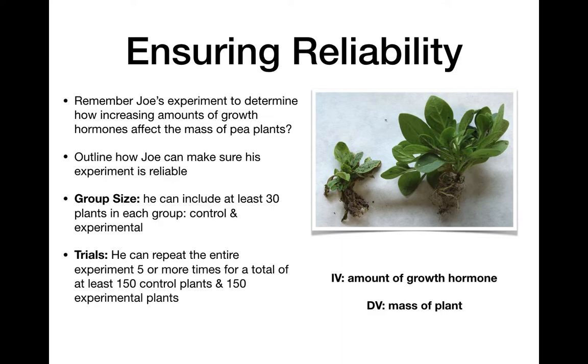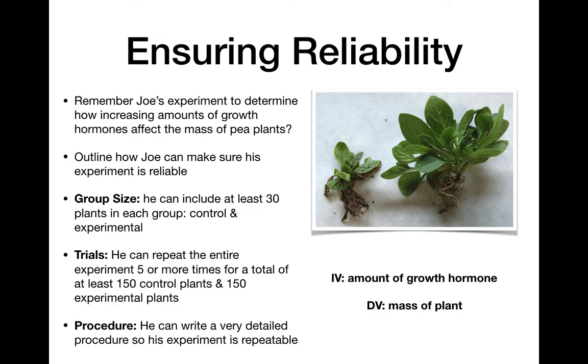150 experimental plants. Now, if he doesn't want to have that many plants going at once, because it's a lot of plants, right? He can do 30 plants each, but do the period of growth maybe for a week, and then restart and do a week 5 times. So instead of doing it all in a short period of time, you can use the same plants over 5 weeks. That's another option he can do to have lots of trials. And the procedure, he can write a very detailed procedure so his experiment is repeatable by anybody looking to check the reliability of his data.